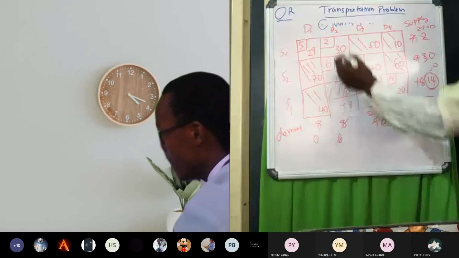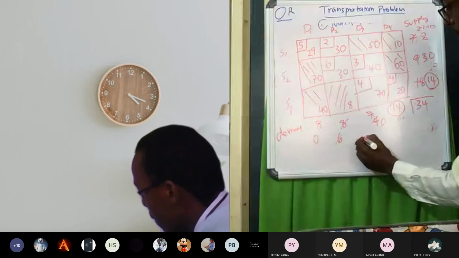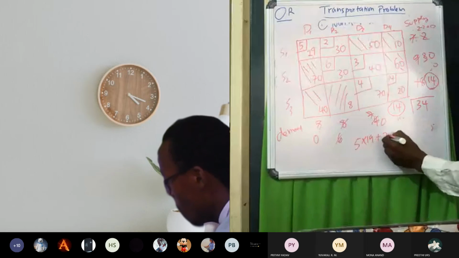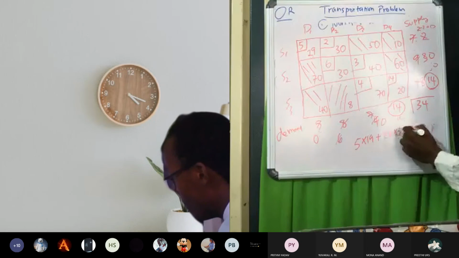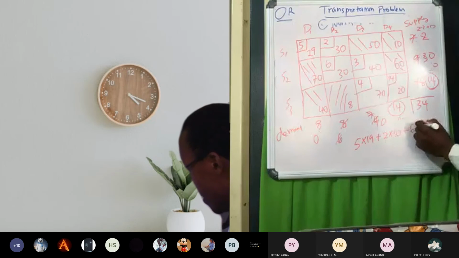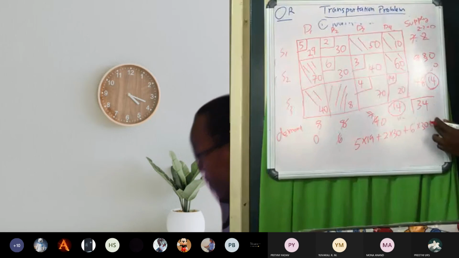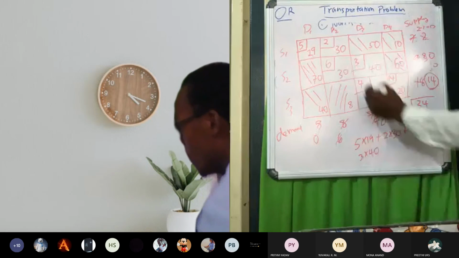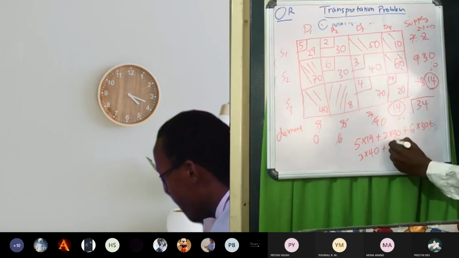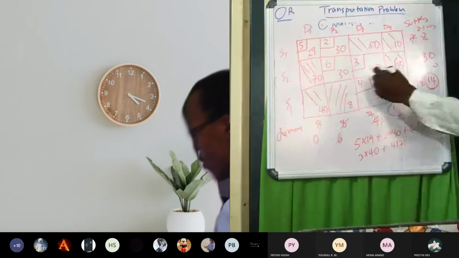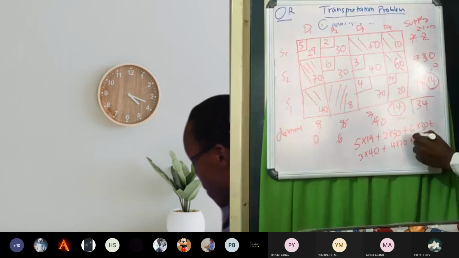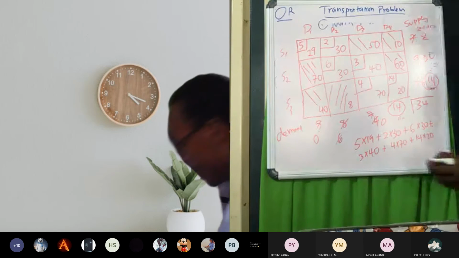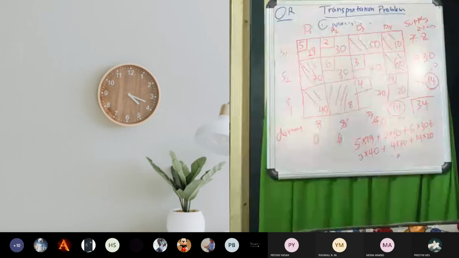Initial basic feasible solution will be equal to 5 into 19 plus 2 into 30 plus 6 into 30 plus 3 into 40 plus 4 into 70. As I complete this, please tell me the answer. Plus 14 into 20. What is the value for this one? You can calculate and tell.